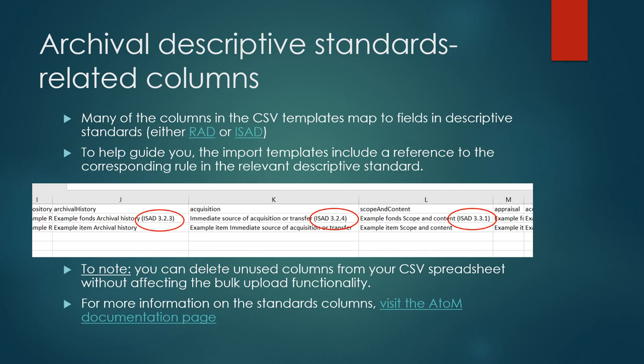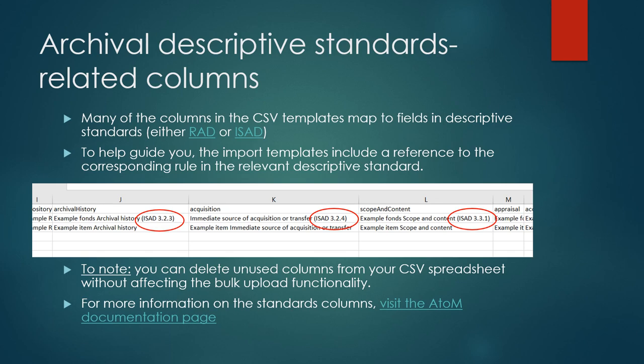Another note as you're working through your CSV, you can delete unused columns from your CSV spreadsheet without affecting the bulk upload functionality. Of course, as you know, if we think back to the slide just before, you can't delete legacy ID columns, or there's certain critical ones that need to be there, but perhaps you know that you're never going to use the acquisition column or the appraisal column, for instance. Appraisal is probably one that's less likely to be used. You can delete that right out of your spreadsheet. So all of your information will be closer together.